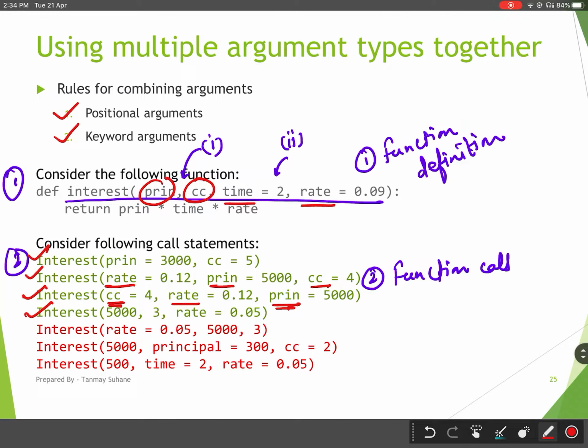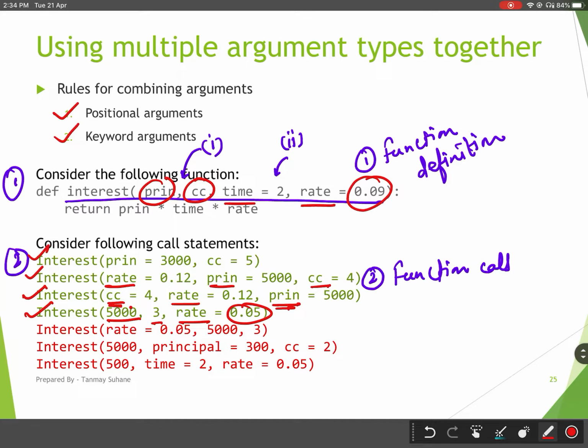Fourth example. I have given 5000. So the first positional argument will go to the first positional argument in the function definition. The second positional argument will go to the second position. Fine. So this is also correct. And again I have given rate which is 0.05. If I had not given 0.05, it would have been 0.09 by default. So these are my four correct examples.